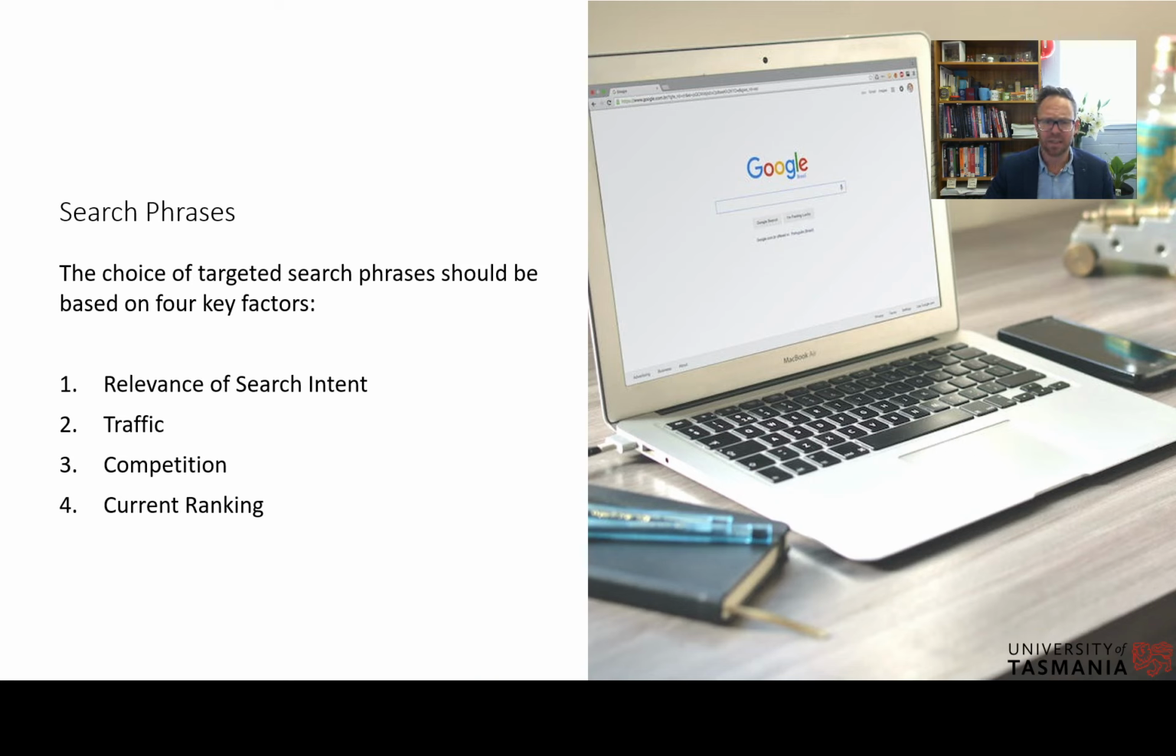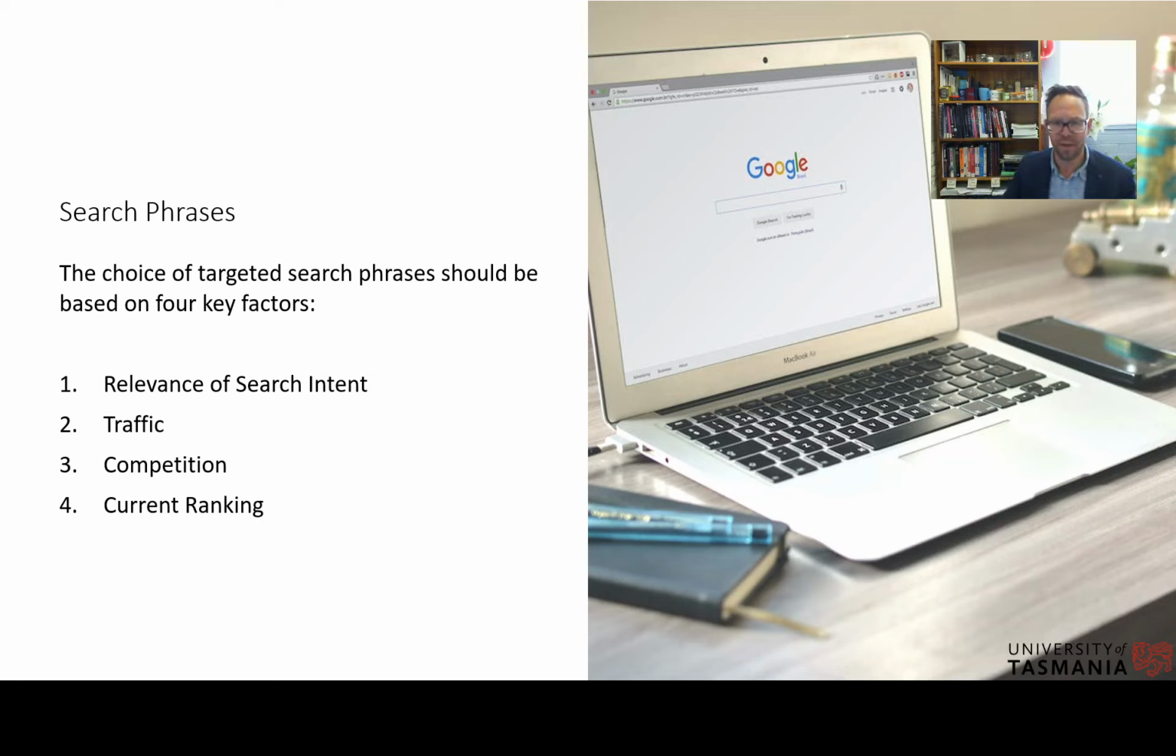Now, the choice of targeted search phrases should be based on 4 key factors. And we want to do this when you do digital marketing. You want to think about what your search terms, your key phrases, are going to be when you design the website. So you want to be relevant to the search intent. Are they searching for skateboards because they want to purchase skateboards, or are they searching for skateboarding because they want to watch professionals actually doing skateboarding and view the entertainment? What's the intent? Why are they searching for that one?